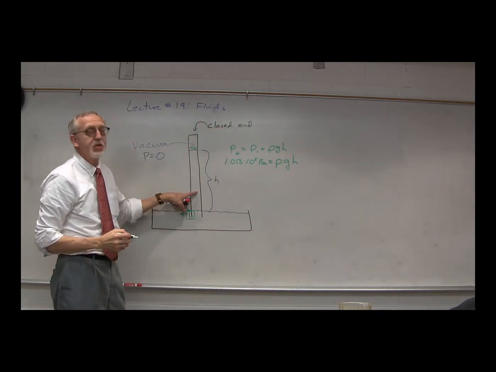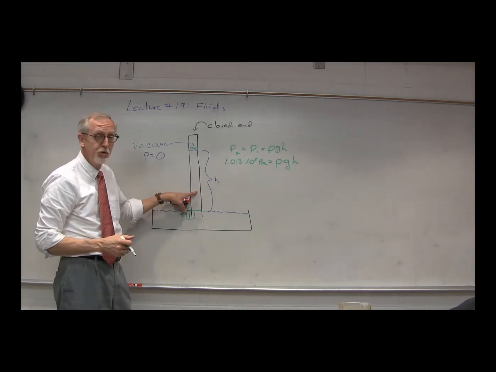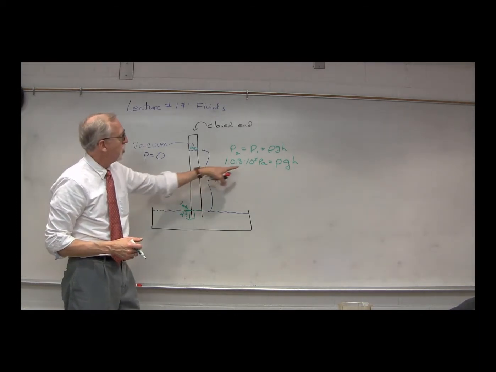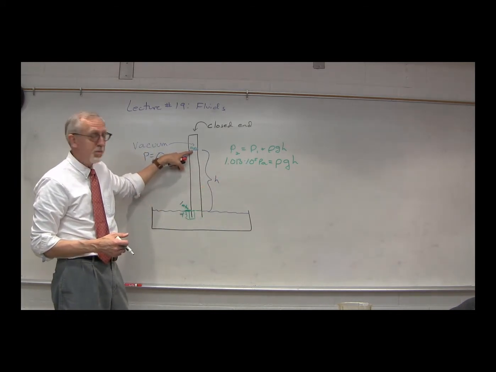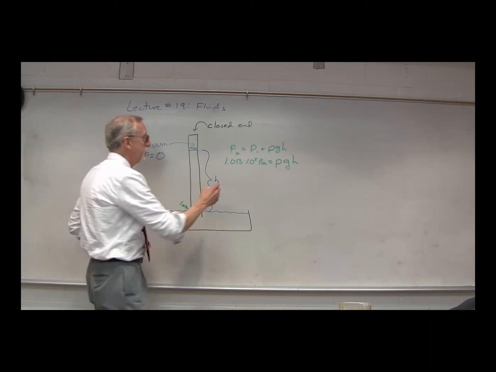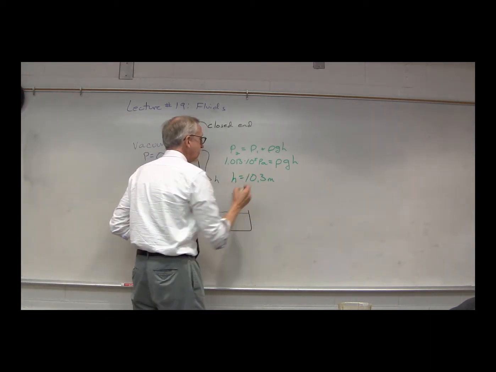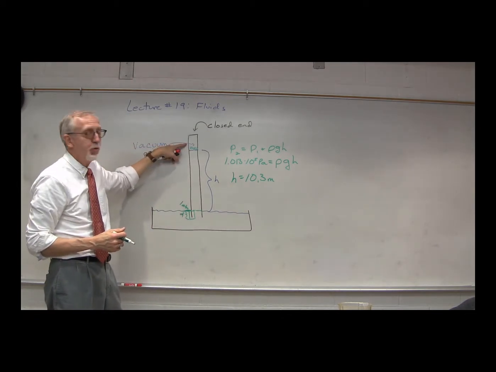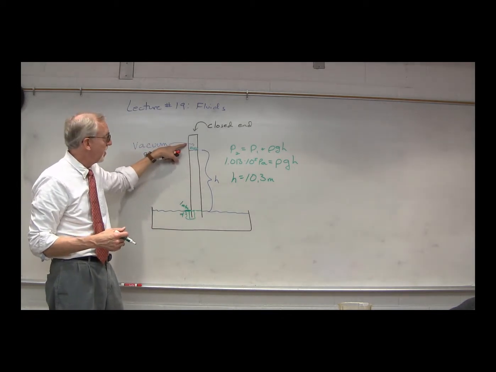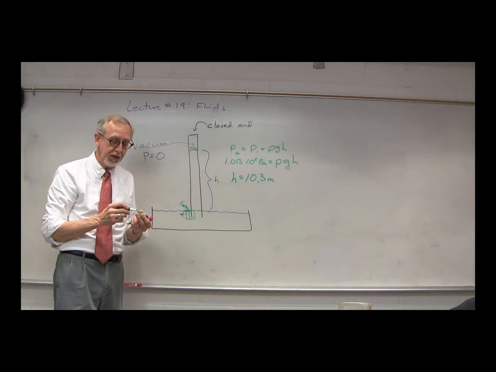So let's say if this is water, say pure water, not ocean water, fresh water, then what would the height be that this level would be? Well, we've already done that. Remember, that would give us h is 10.3 meters. So we'd have to have a very, very long tube, but if we could do that and evacuate all the air out of there, the water would go up to a height of 10.3 meters.